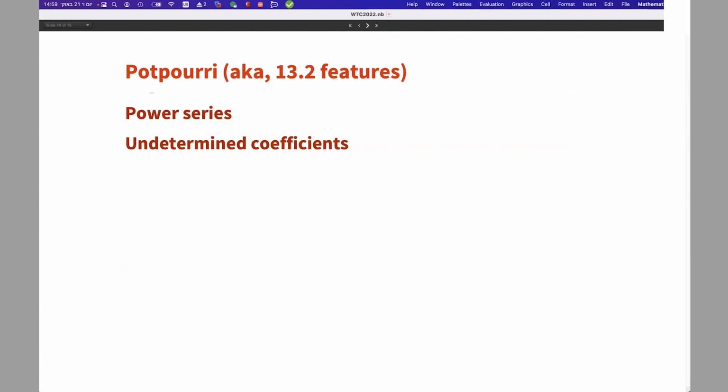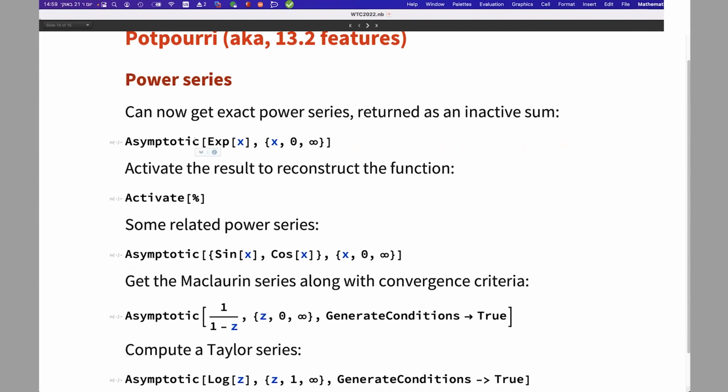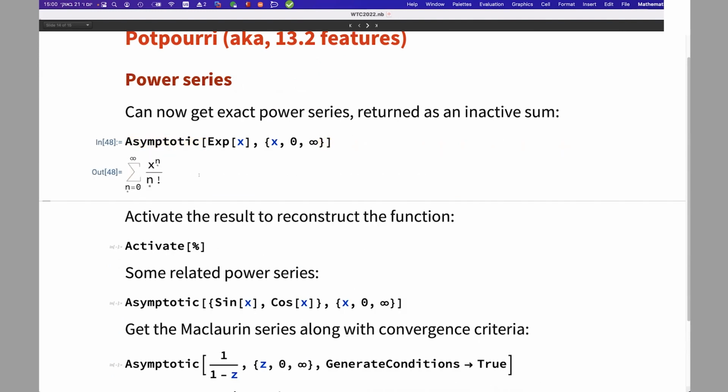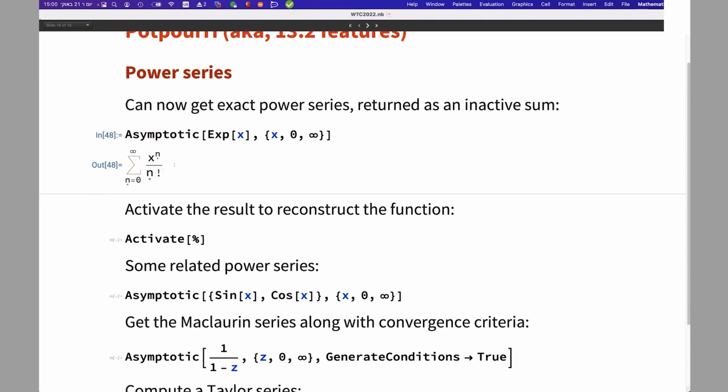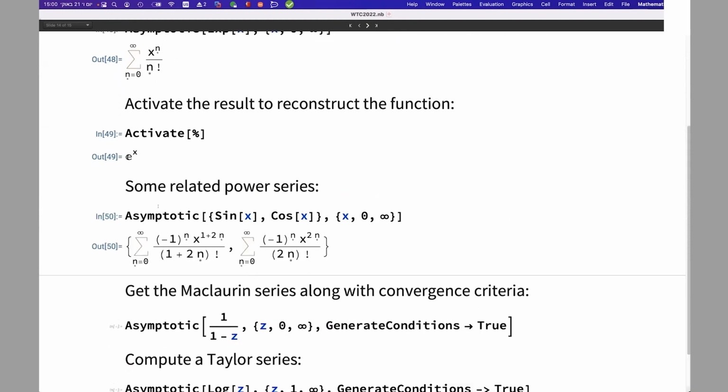So potpourri, aka 13.2 series. So your basic Calc 2 topic, power series. So you can now say, instead of giving a sum up to some finite order, like, I don't know, 5, which sounds like a really big number to me, you can put in infinity, and it gives you as an inactive sum x to the n over n factorial, which is the power series for exponential. You activate the result, it comes back to the original function. Some related power series, sine and cosine, which of course are just the odd and even terms of the exponential. And we see our 2n plus 1 odd terms for sine and 2n even terms for cosine.